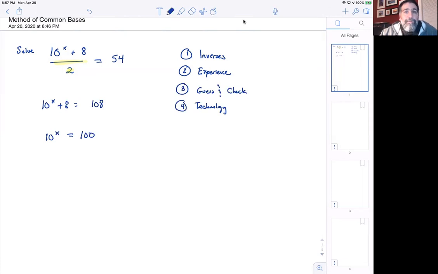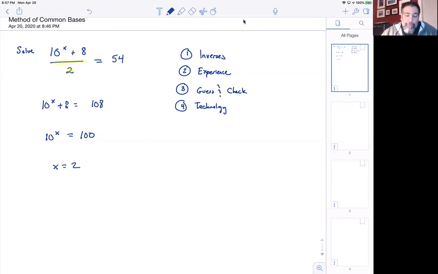That's probably not something you've learned, and that's where we're going to be headed as we do some of these lessons. So for now, your best bet is just to use experience. You think about it and say, 10 raised to what power equals 100? Either by experience or guess and check, you're going to figure out that x equals 2. So that is one way of solving this equation.